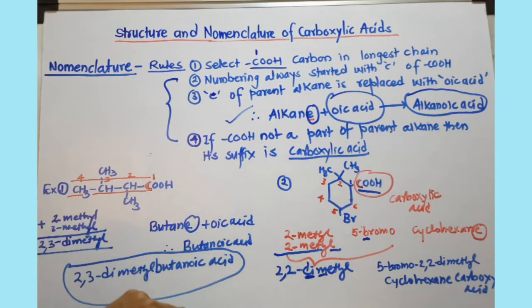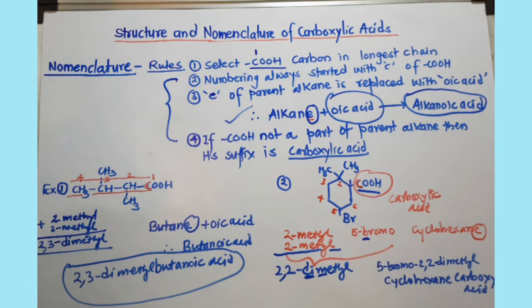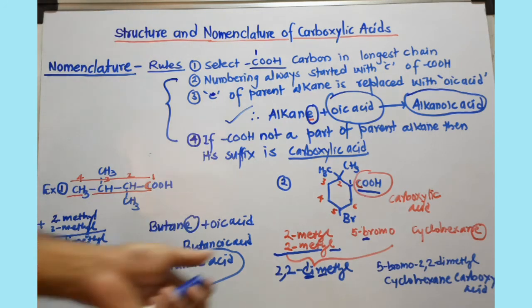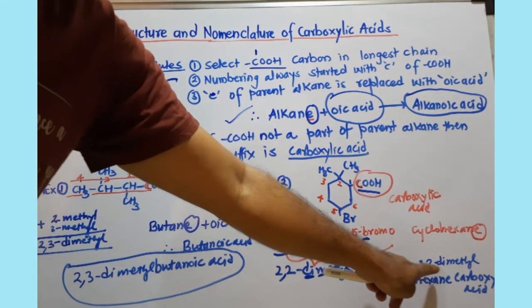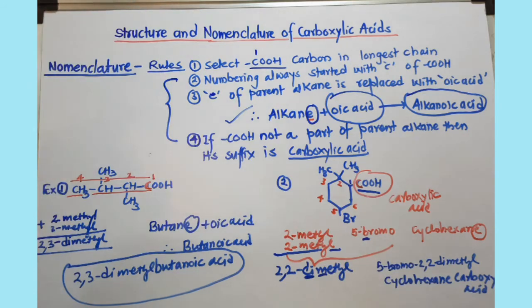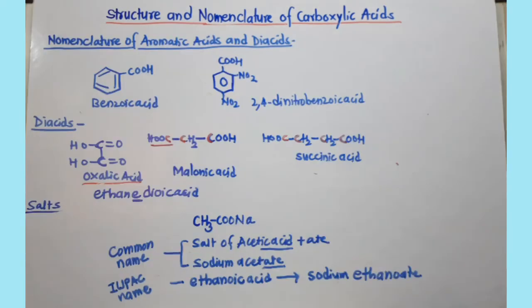Cyclohexane carboxylic acid. So the name of this compound is 5-bromo-2,2-dimethylcyclohexane carboxylic acid. So the numbers and words are separated by hyphens and numbers are separated by commas. In this way you can provide nomenclature to the carboxylic acids for aliphatic or these cyclic compounds. So thank you. Next I'll show the nomenclature of aromatic acids and diacids and some salts of carboxylic acid.